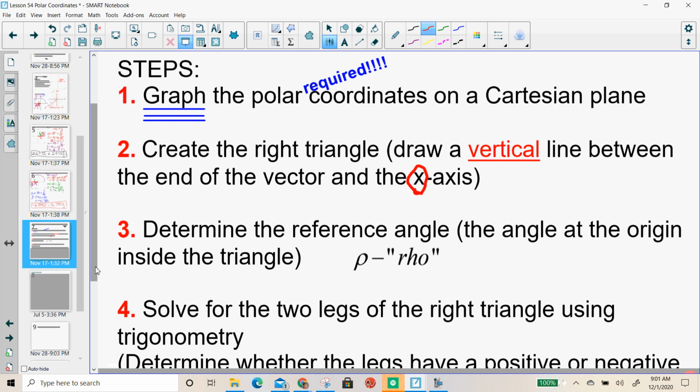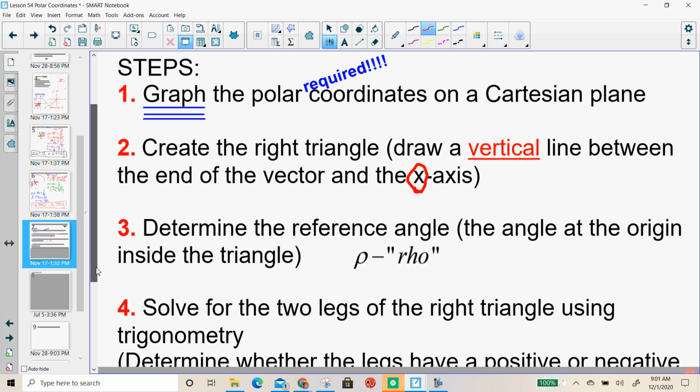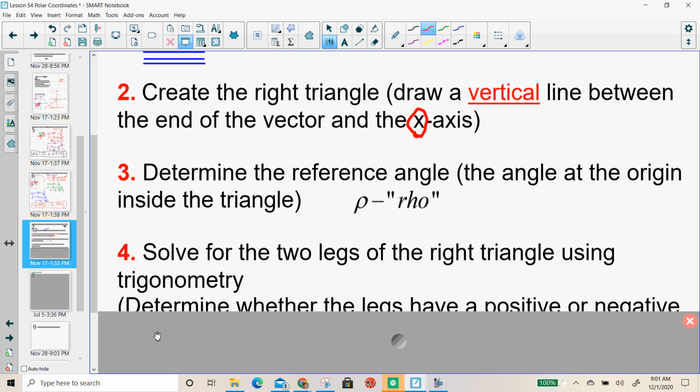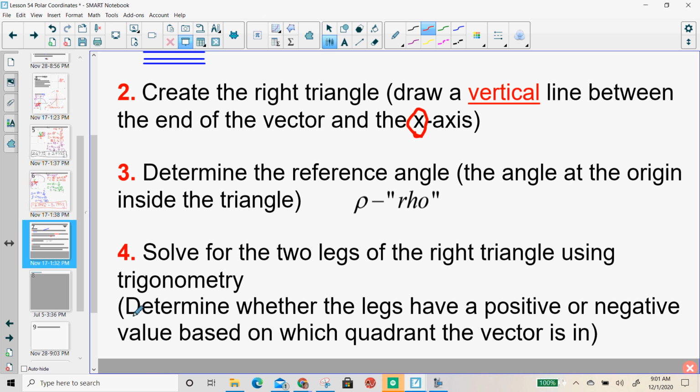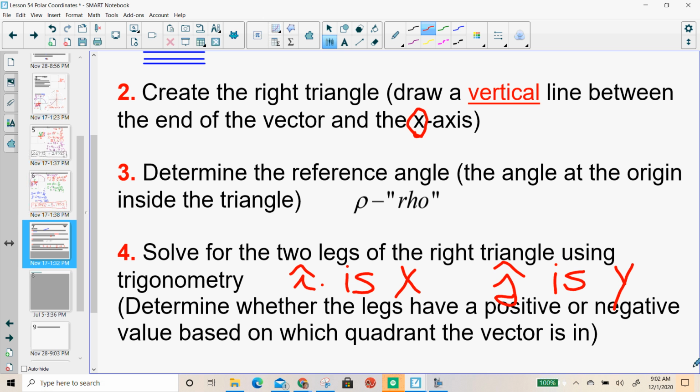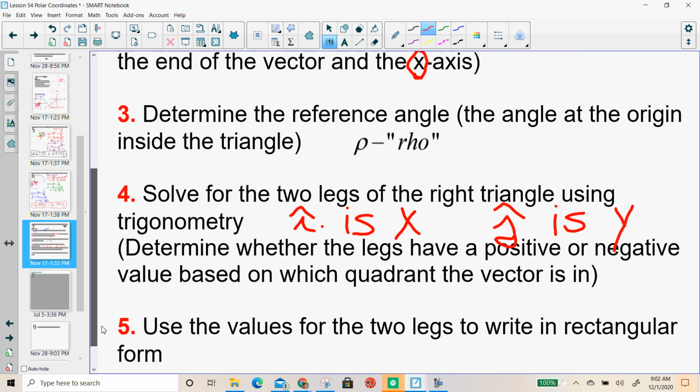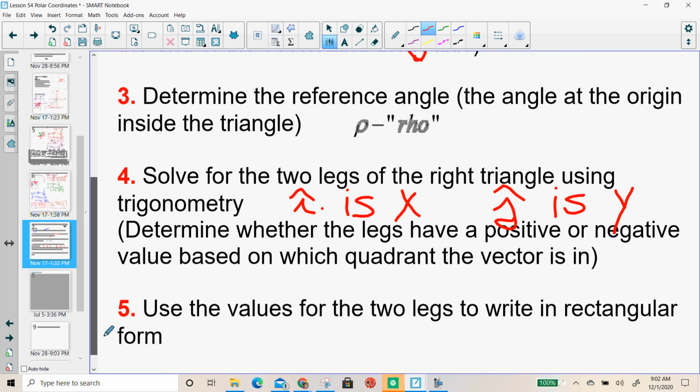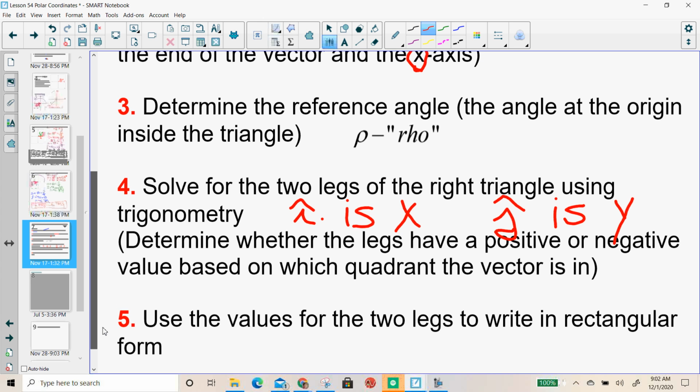Then you use your right triangle trig to find i hat and j hat, which are the legs of the right triangle. And you figure out what's positive and what's negative. You do have to remember that i hat is always the x part, and j hat is the y part, or the horizontal and the vertical parts. And then you write your final answer where you put it all together so that you have the rectangular form. Is that making sense to everybody?